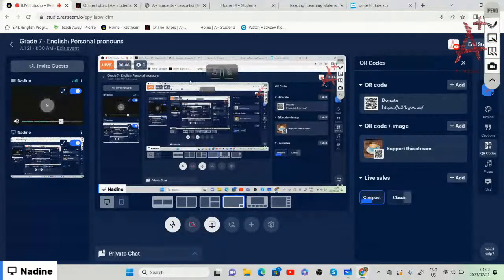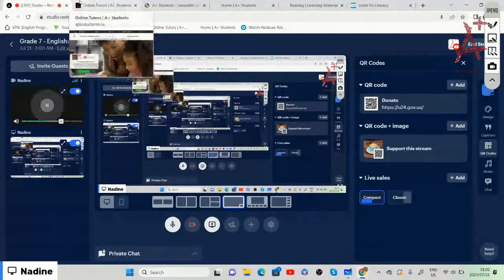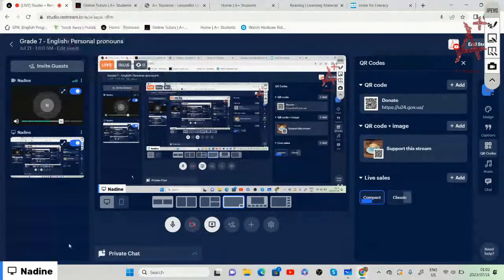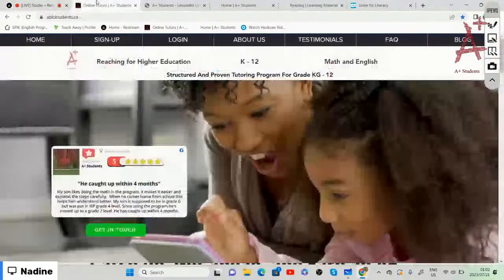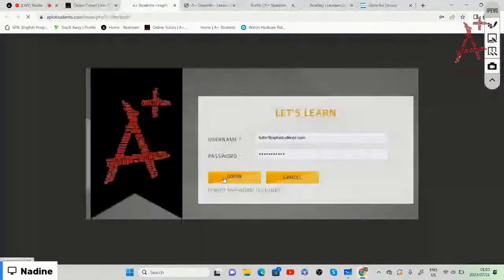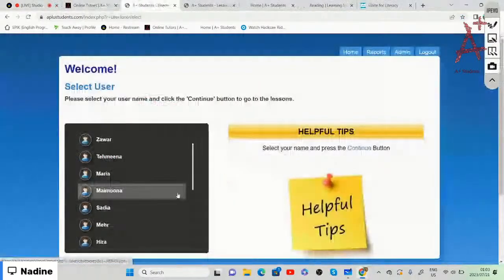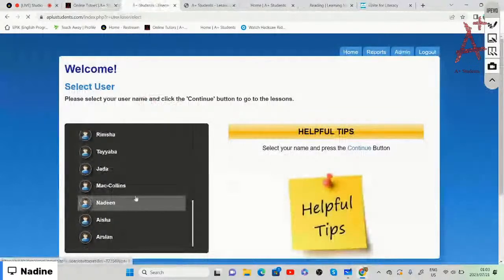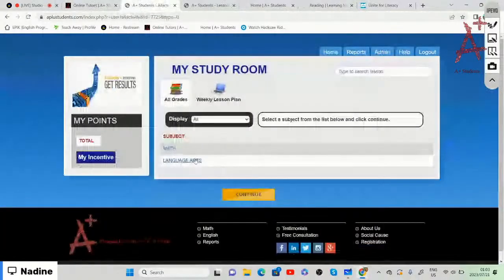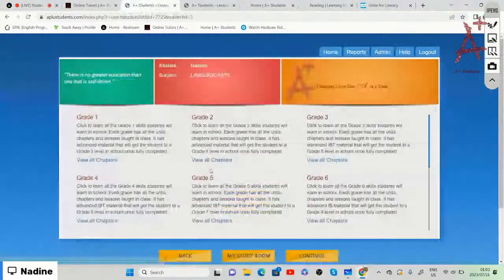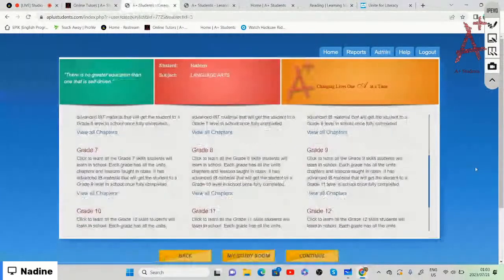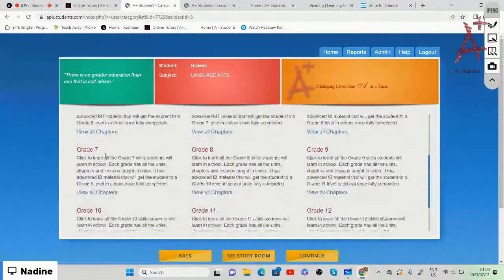All right, so for today's lesson, before we start, you are going to go to aplusstudents.ca. And once we've gone to aplusstudents.ca, you are going to log in with your username as well as your password. Once we've logged in, we are going to select the subject of language arts. And then we scroll down until we get to grade 7.